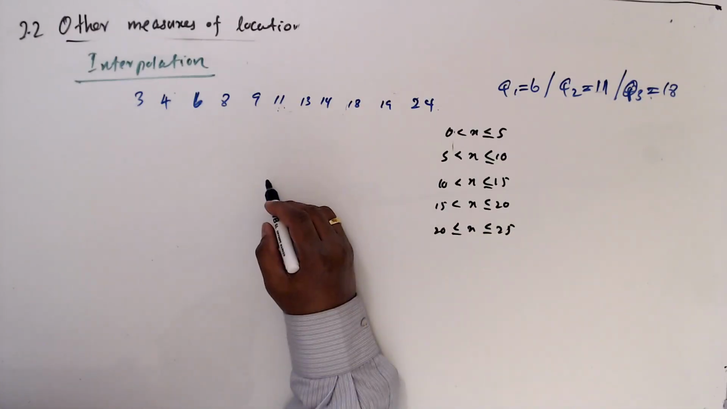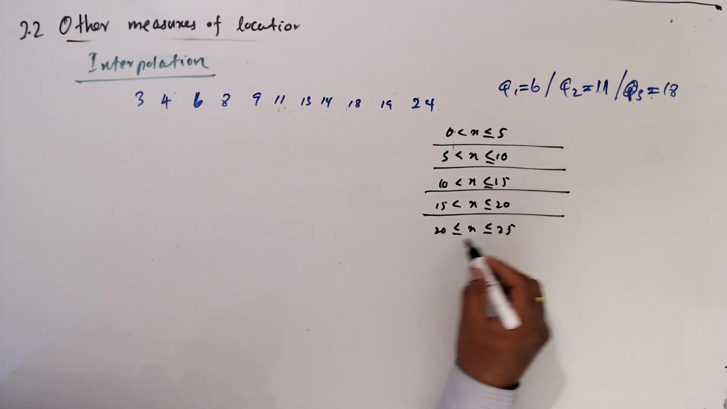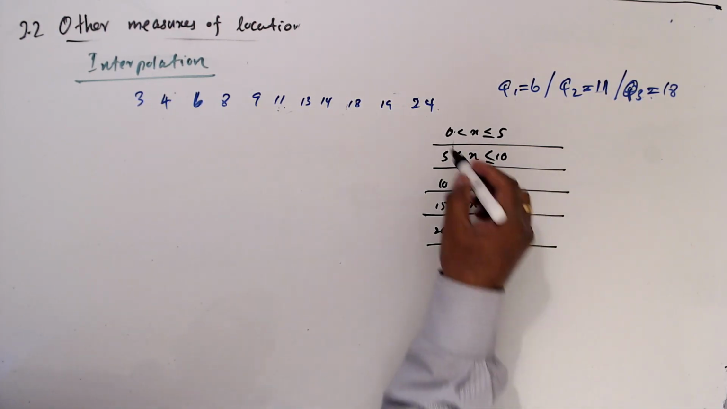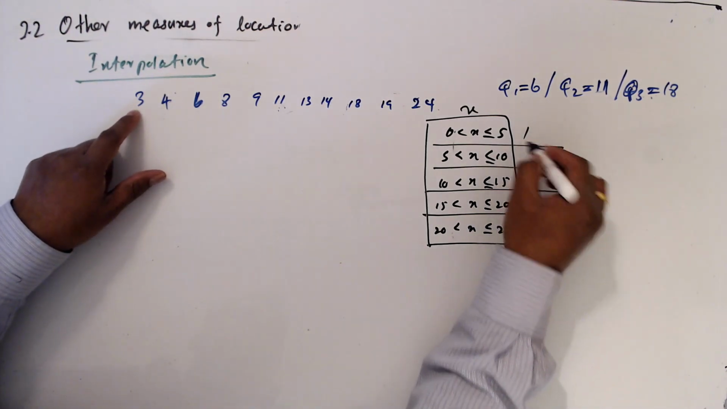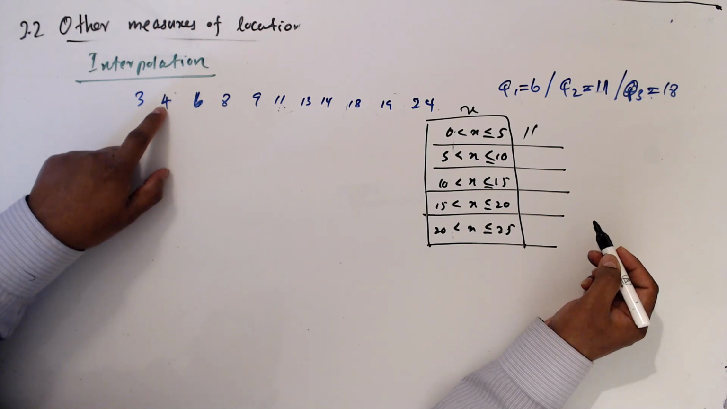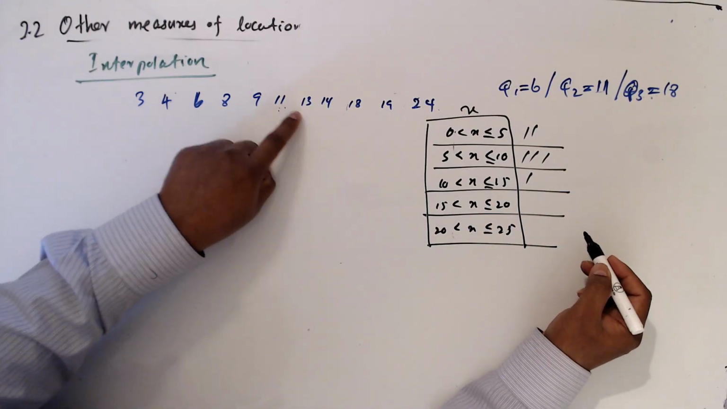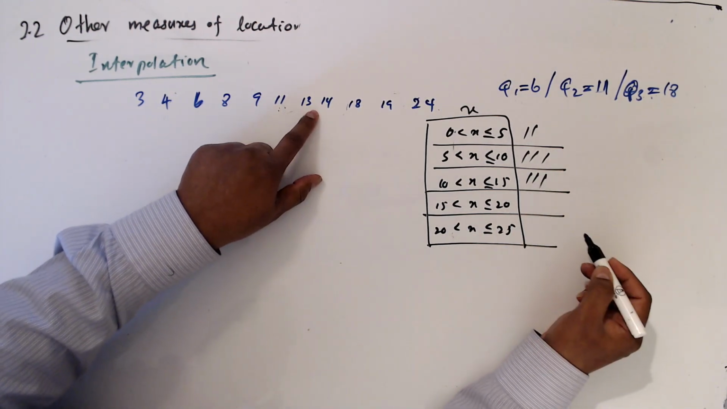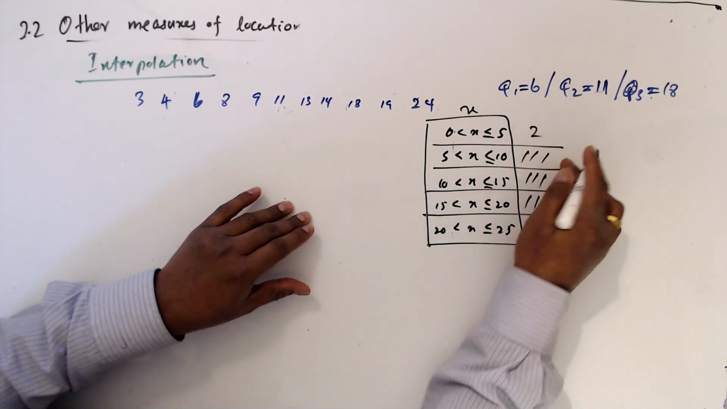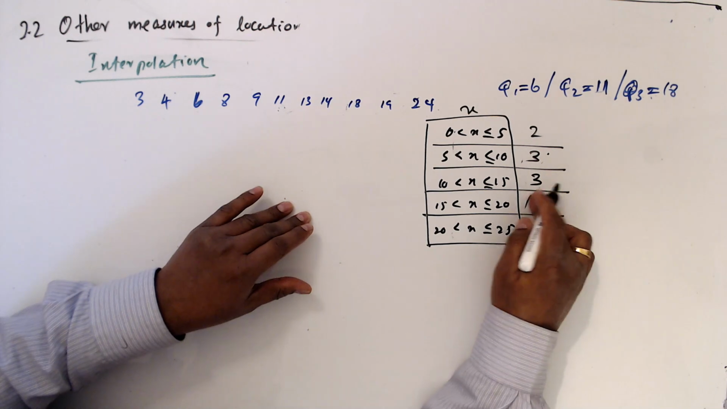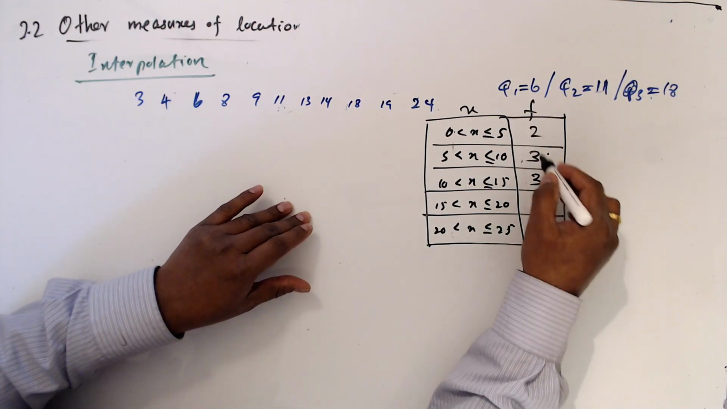0 to 5 values, I'm going to put in one interval. So this is the class interval. First of all I'll find 3. 3 is here, 4 is here, 6 is here, 8 is here, 9 is here, 11 is here, 13 is going to be here, 14 also here, 18 here, 19 here, and 24 here. Basically the frequencies are going to be 2, 3, 3, 2, and 1. So the total is going to be 11.